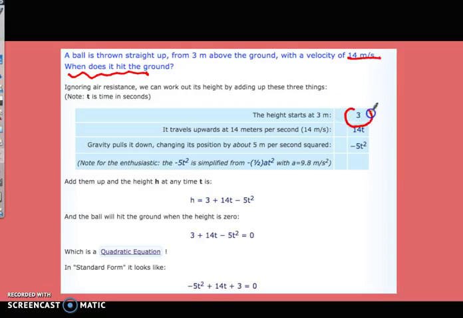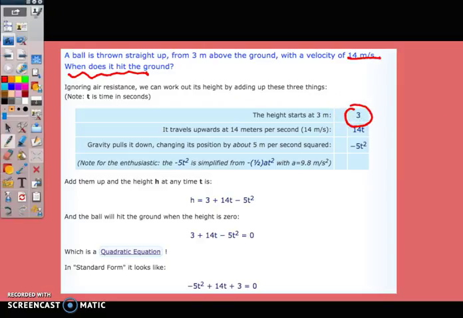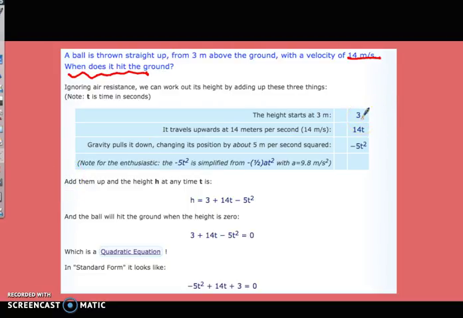With our starting height, we already know this part because we know that in standard form, our c value is our y-intercept, right? So that tells me I'm going to start at 3. It travels upward at 14 meters per second, so I'm going to use that as 14 times the time. And then if you simplify this gravity form right here, it gives you approximately negative 5t squared. Okay, it's a very simplified form.